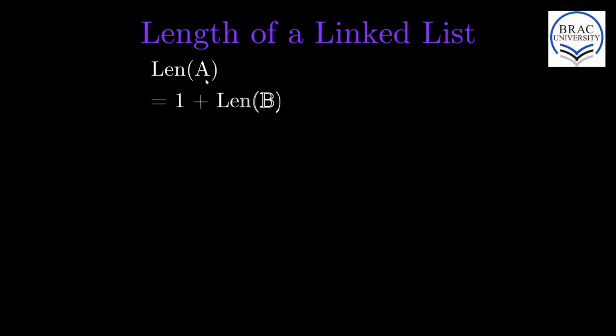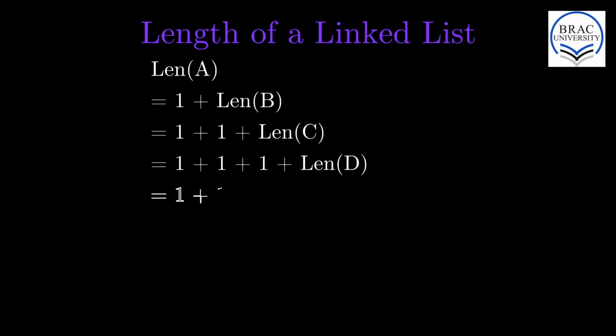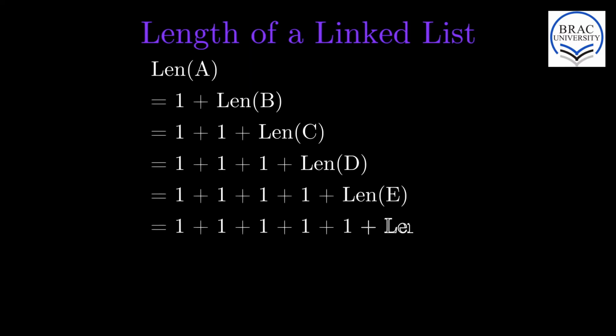B is also not an empty node. Since B is not null, this will call 1 plus len C. Since C is also not null, it will call 1 plus len D, and like this we'll immediately get to length E, then length null. Since we have arrived at null, and null is not a node, it contributes 0 to the length and this function will return 0, and we will get the length, which is 5.